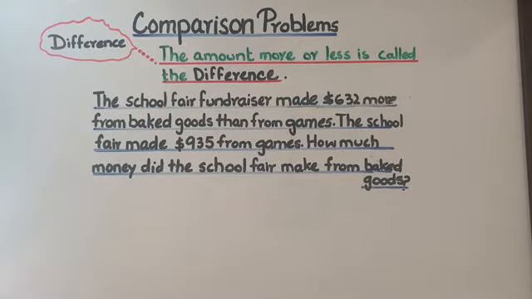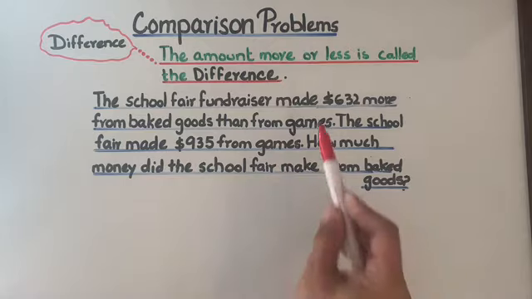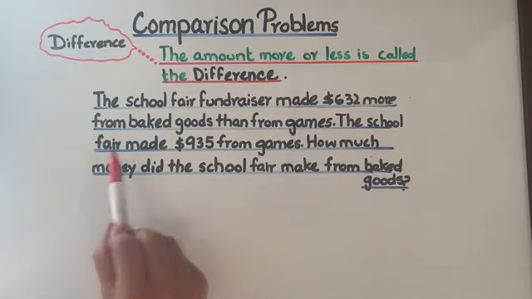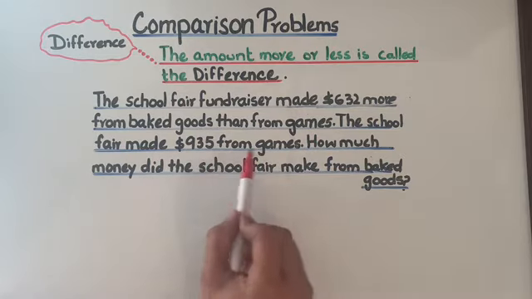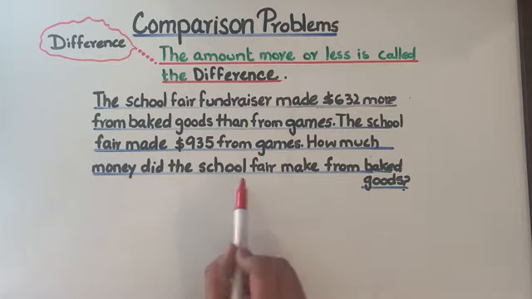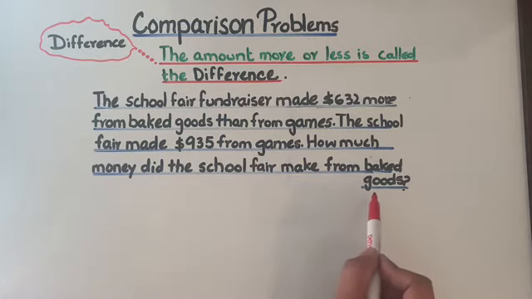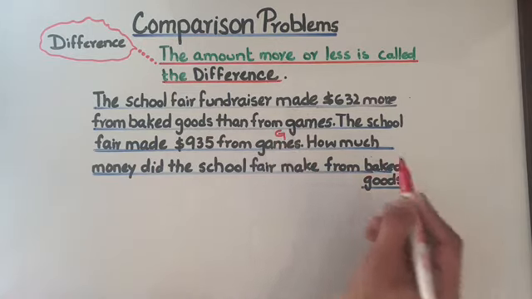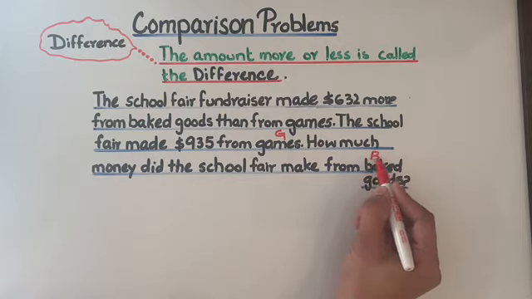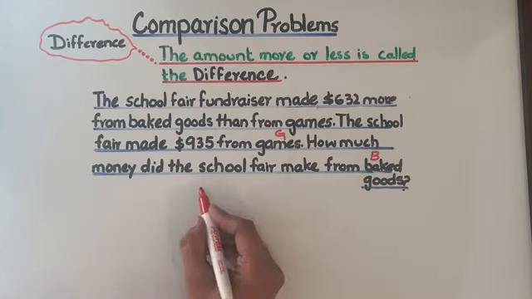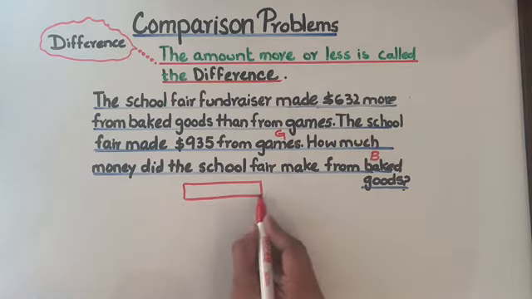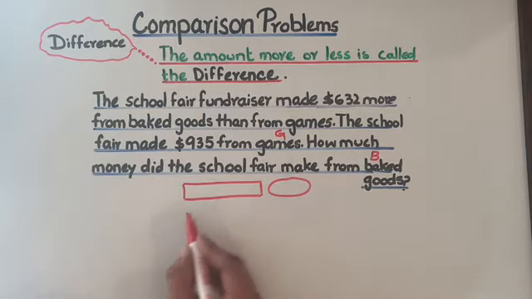Here we have another problem. A school fair fundraiser made $632 more from baked goods than from games. The school fair made $935 from games. How much money did the school fair make from baked goods? First, I'm going to use G for games, and I'm going to use B for baked goods. To understand this problem, I'm going to draw bars first. In this way, it will be easy for you to understand the problem.